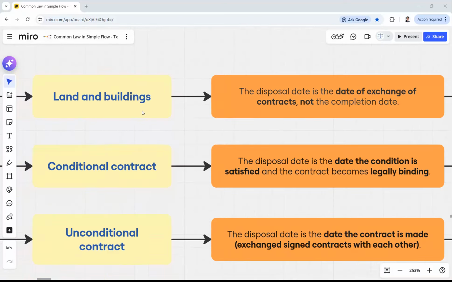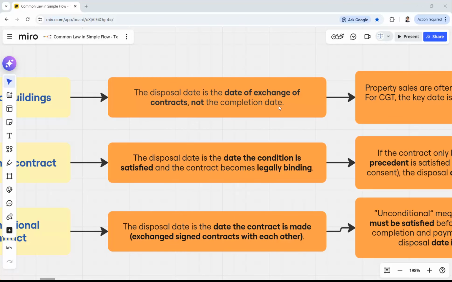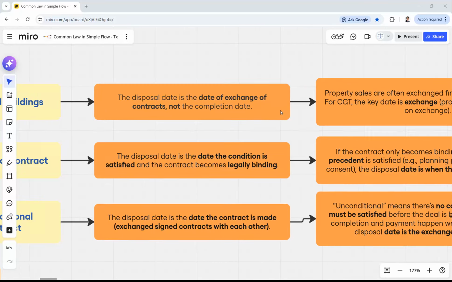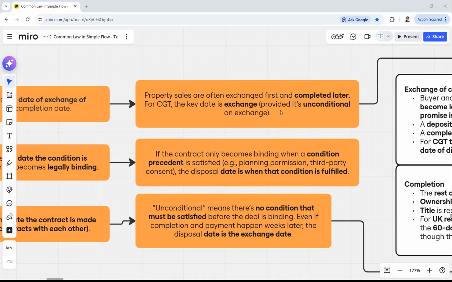Land and buildings. The disposal date is the date of exchange of contracts, not the completion date. Property sales are often exchanged first and completed later. So we are exchanging the contracts, and the completion, the deeds themselves, are executed later, basically signed and confirmed and declared as deed, also delivered as deed. For capital gains tax, the key date is exchange, provided it's unconditional on exchange.